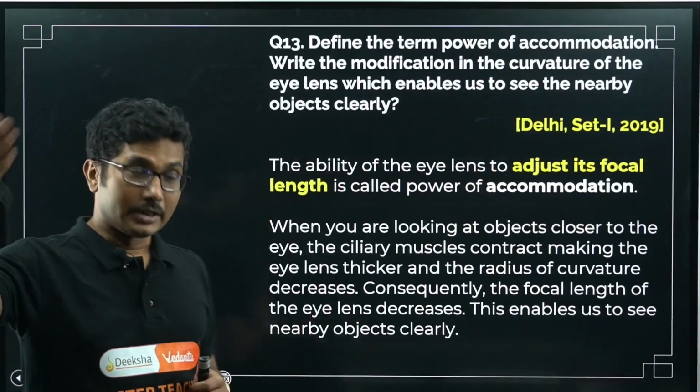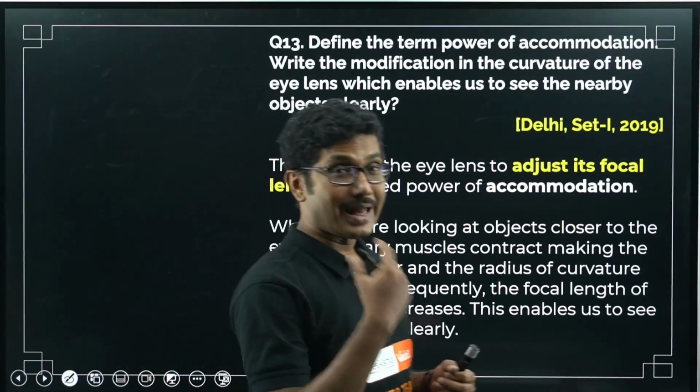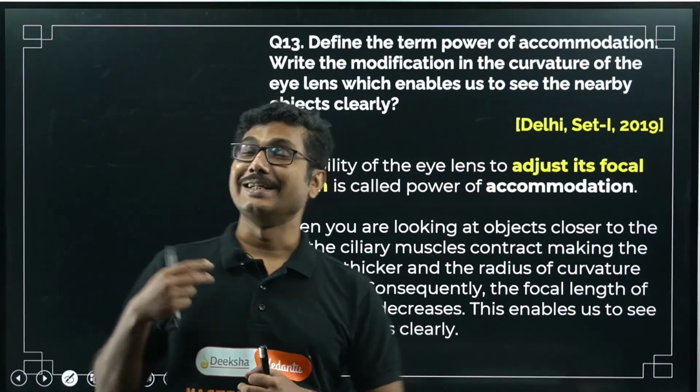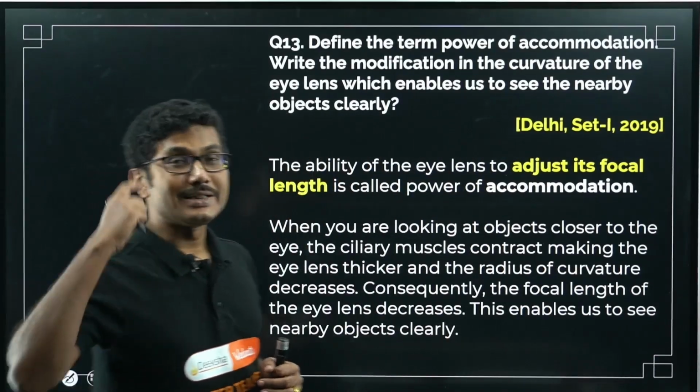For distant objects, our ciliary muscles relax so that curvature decreases and focal length increases. In that case we can see the distant object clearly.